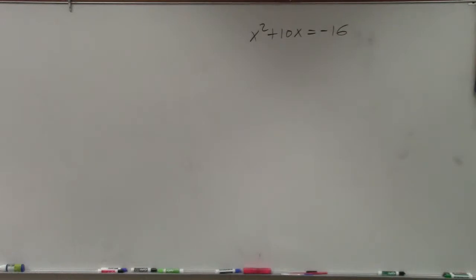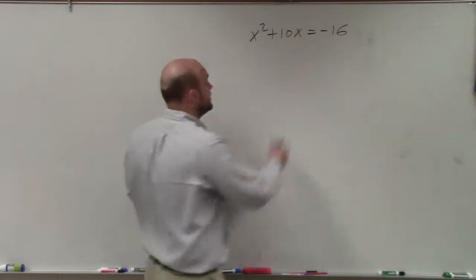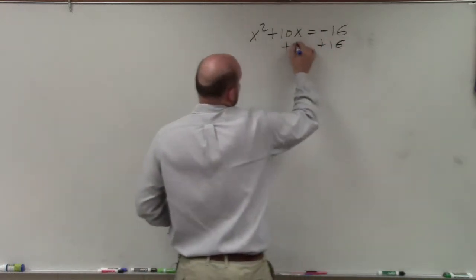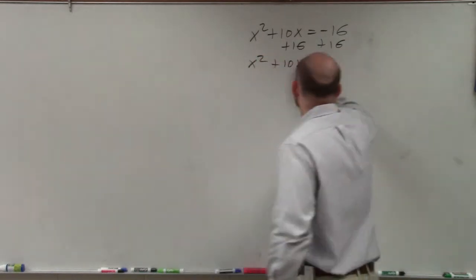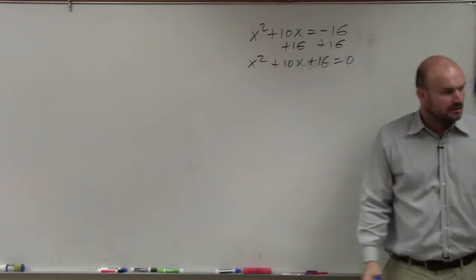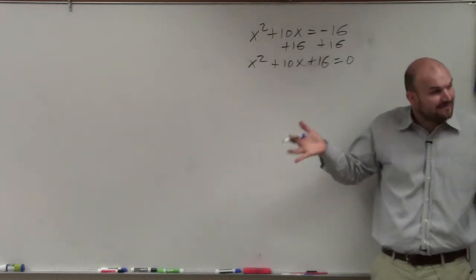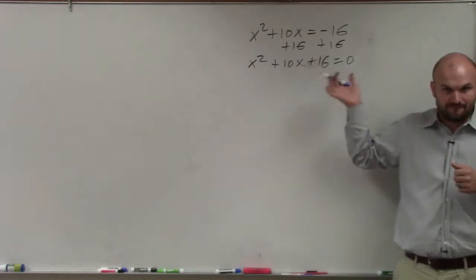Quadratic, as I mentioned, the main important thing you guys need to do is, first thing is set it equal to 0. So you add 16 to both sides. So x squared plus 10x plus 16 equals 0. All right? Because we have two variables, we have to apply factoring. And that factoring has to be equal to 0. Does everybody see that? OK.